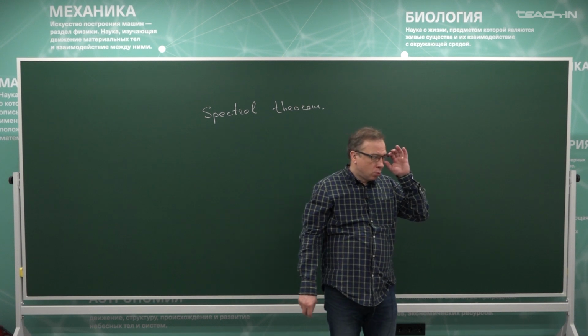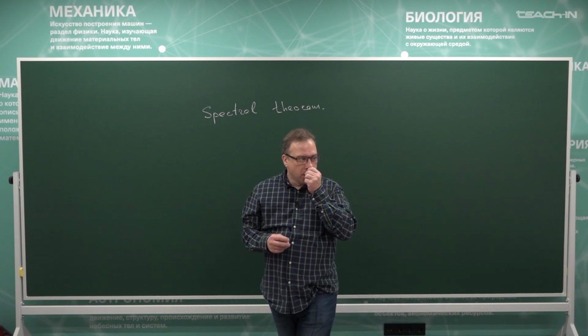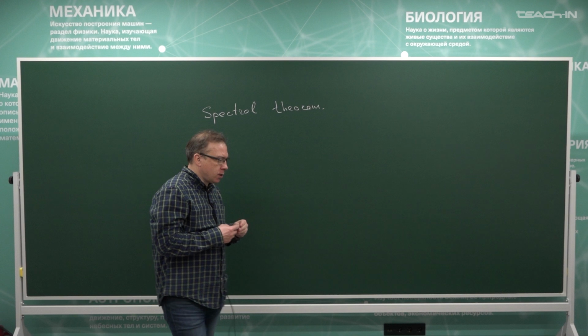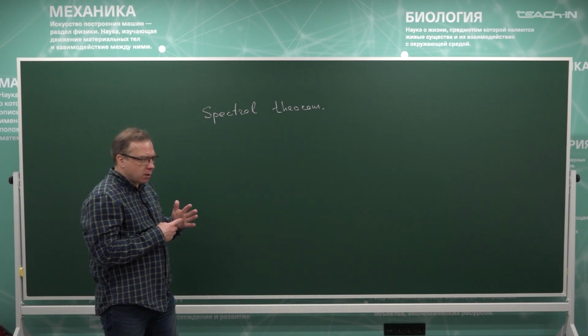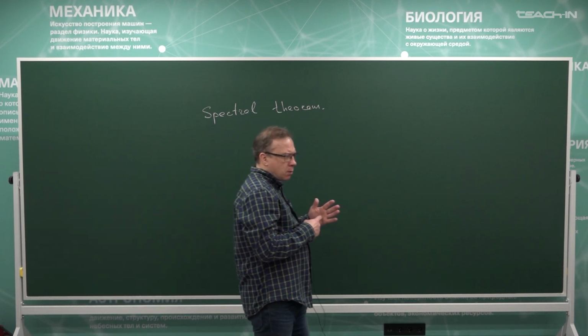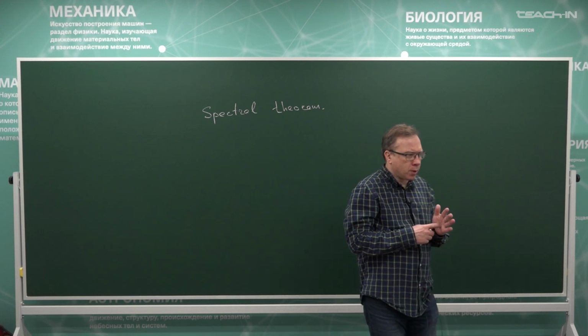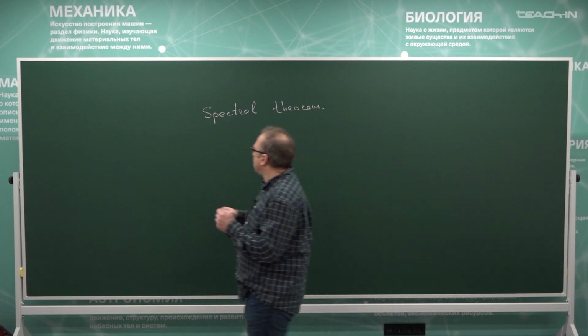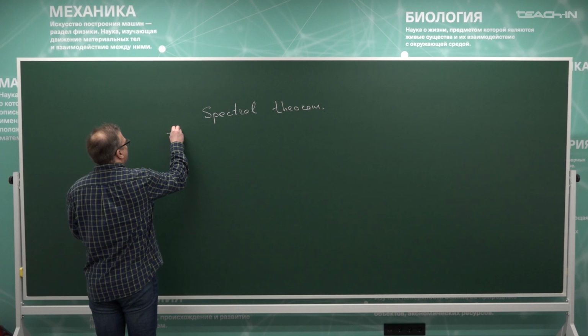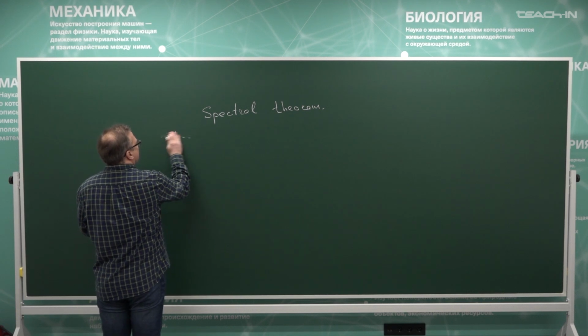So we continue to discuss the spectral theorem. As I said, the main idea of the spectral theorem is that any self-adjoint operator is similar to a multiplication operator. So, theorem, but not theorem, definition.